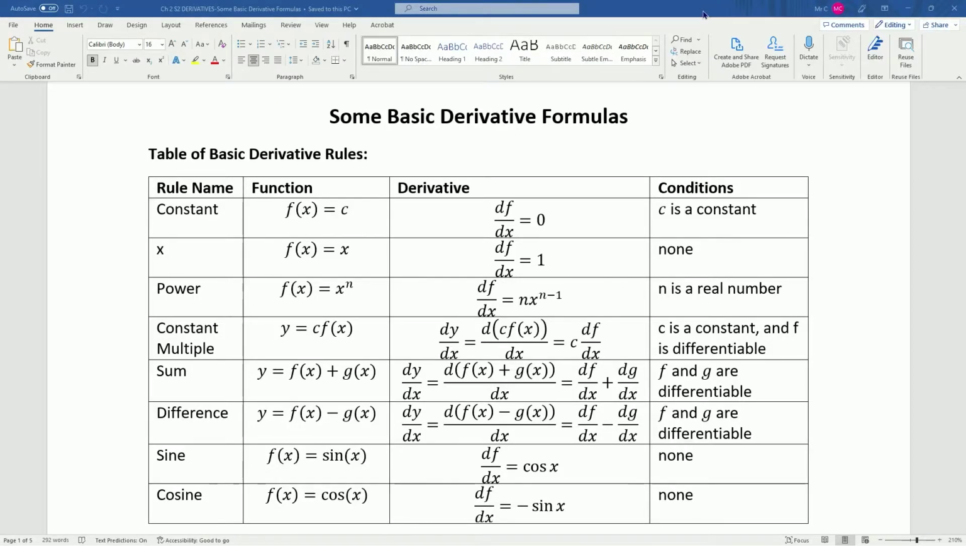So, with that in mind, we're just going to review this list of derivative rules quickly, and then we'll go through and prove some of them, and then we'll start applying them.